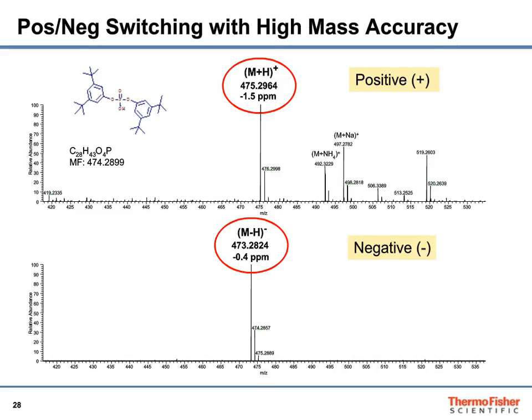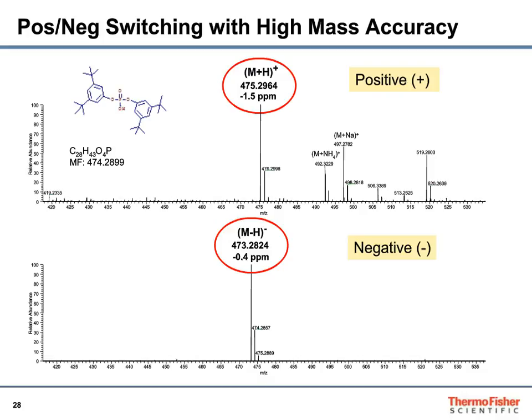And then here we show you that by using polarity switching, you still maintain high mass accuracy, which helps you identify the degradation product. Here we show a degradation product for one of the common antioxidants.